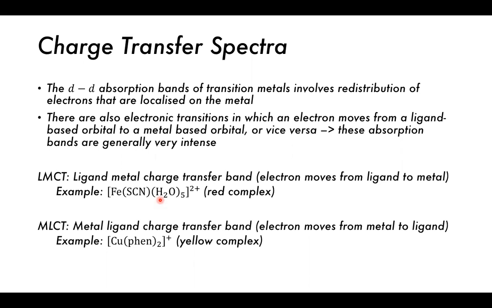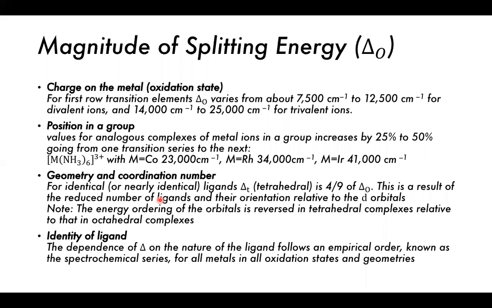And the copper, obviously copper(I), is very electron rich. So the magnitude of the splitting energy is dependent on a number of things: the charge on the metal, the oxidation state. This obviously changes a lot for the first row transition elements, and it varies from about 7,500 wavenumbers to about 12,500 wavenumbers for divalent ions, and from about 14,000 to 25,000 for trivalent ions.